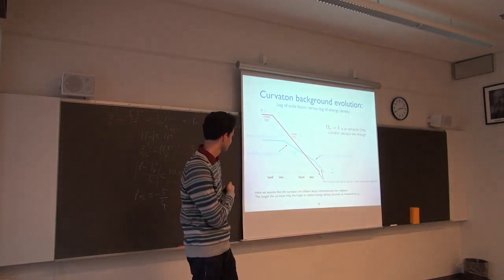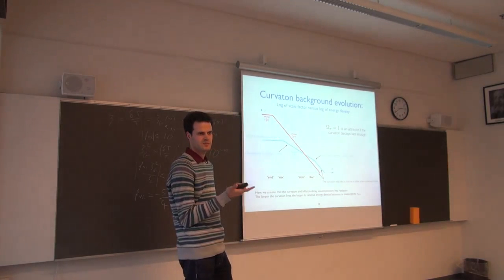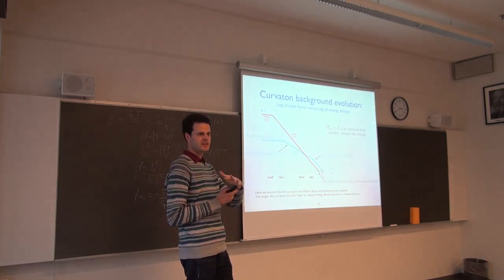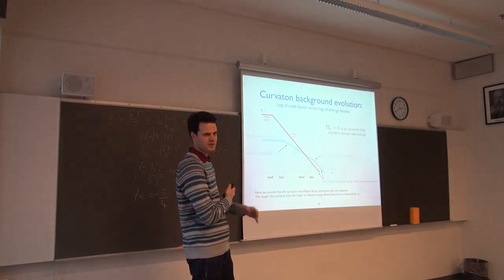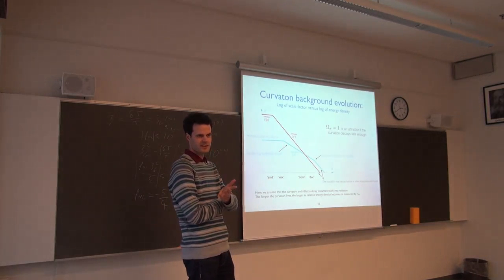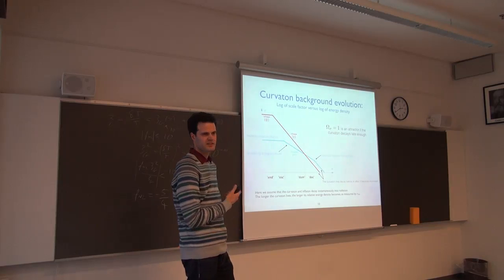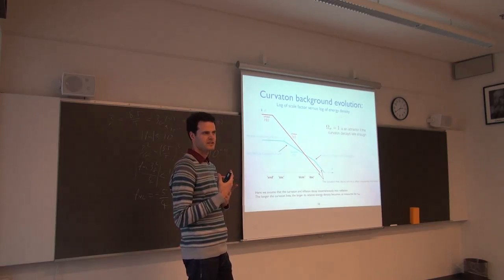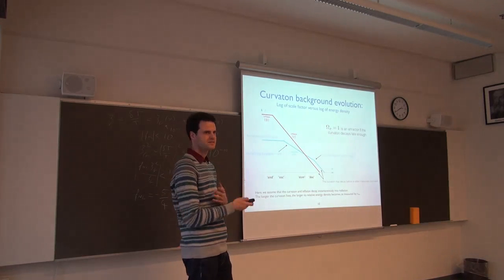The Curvaton, on the other hand, by assumption was initially light. The mass is much less than the Hubble parameter, so it will stay frozen, even when inflation ends. It stays frozen until its mass becomes of order the Hubble parameter, and then it will start to oscillate. And when it oscillates in a quadratic potential, its energy density, you can check this, decays like matter. So it goes like a to the minus 3, while the background goes like a to the minus 4.